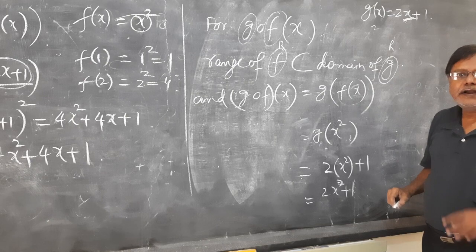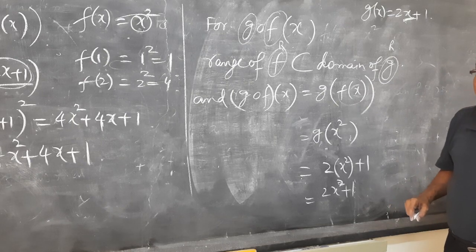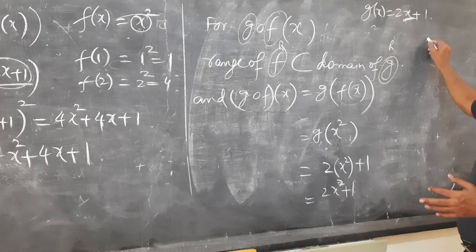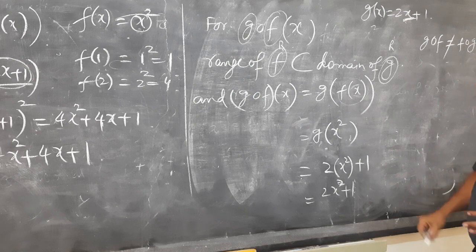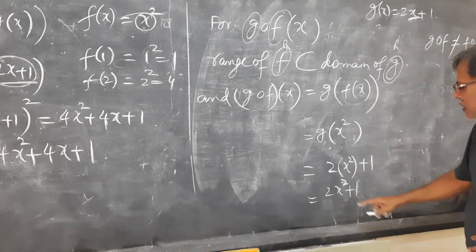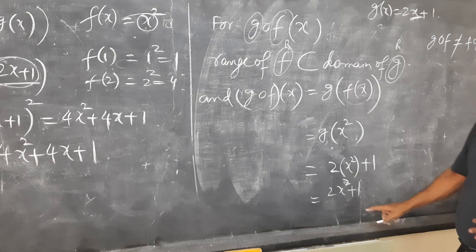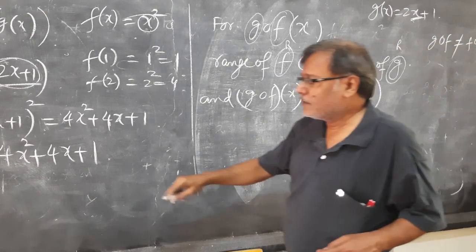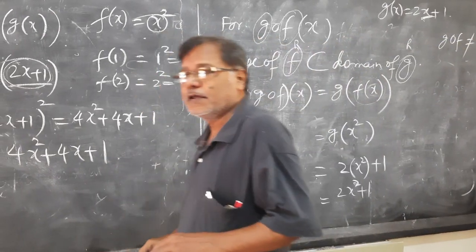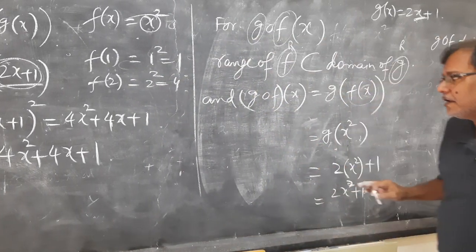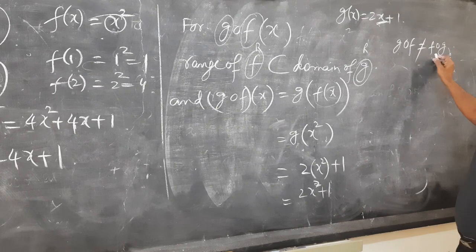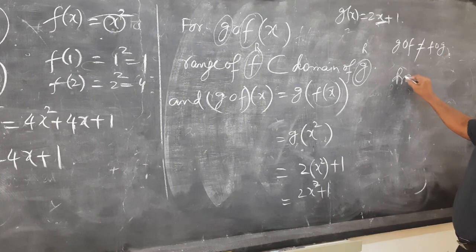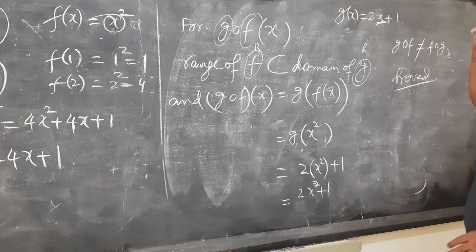Now one last question is there: you have to prove that GOF is not equal to FOG. We are finding that GOF is coming as 2x square plus 1, and FOG was equal to 4x square plus 4x plus 1. They are not at all related to each other, which means this is not equal to this one. That is what we had to prove. I hope till this point it is clear to all of you. Thank you.